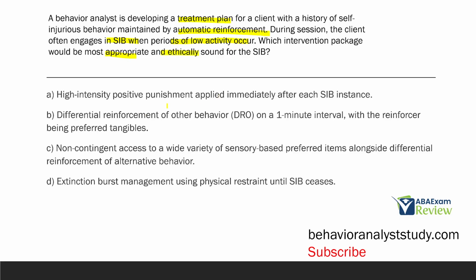A, a high-intensity, positive punishment applied immediately after each SIB instance. Now, punishment normally is not a first step, but given the scenario, punishment is more acceptable. However, is that still going to be our first reaction? It shouldn't be. We should never use punishment first. Is there something better? B, differential reinforcement of other behavior on a 1-minute interval with the reinforcer being preferred tangibles.